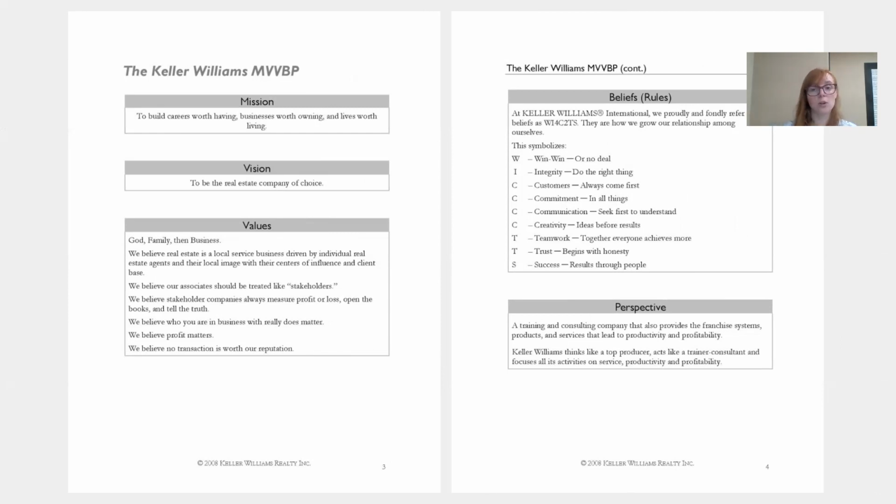W's, win-win or no deal. Integrity, do the right thing. Customers always come first. Commitment in all things. Communication, seek first to understand. Creativity, ideas before results. Teamwork, together everyone achieves more. Trust begins with honesty. E for equity, success results through people. So that is the belief system that we build Keller Williams culture around. So that's what that Y4C2Ts.